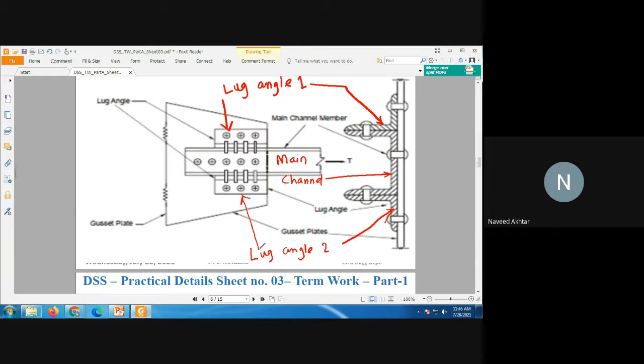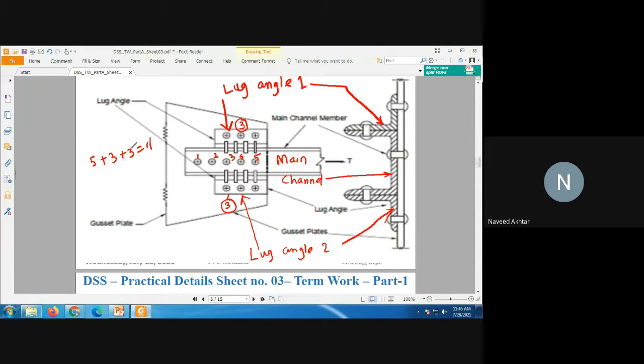Okay, we need here 9 bolts, but with the main member we are able to provide only 5 bolts. 1, 2, 3, 4, 5. So we need additional bolts. 3 bolts we are providing with this lug angle, and 3 bolts we are providing with this lug angle. So what happened? 5 plus 3 plus 3, it is 11. So our connection will be complete.